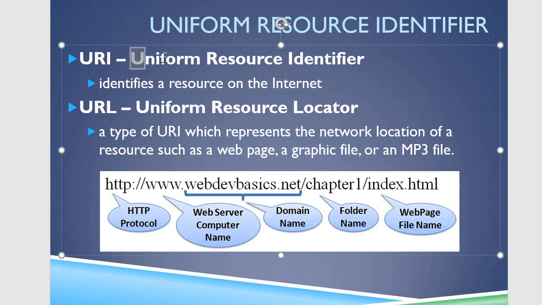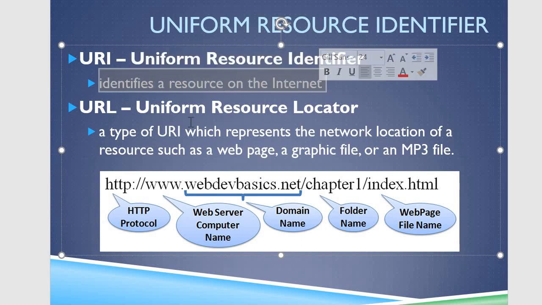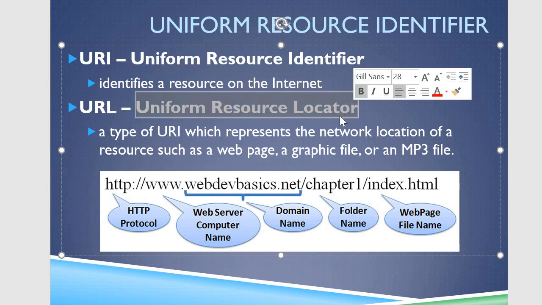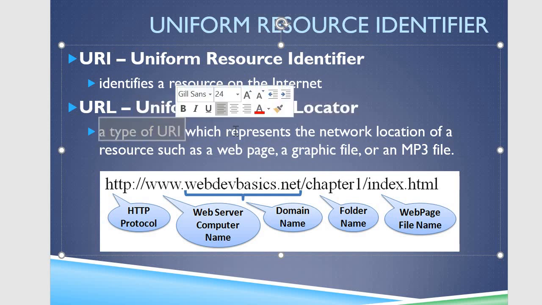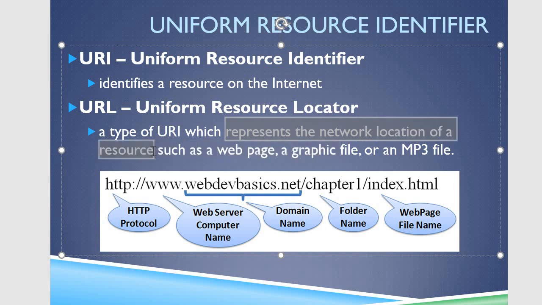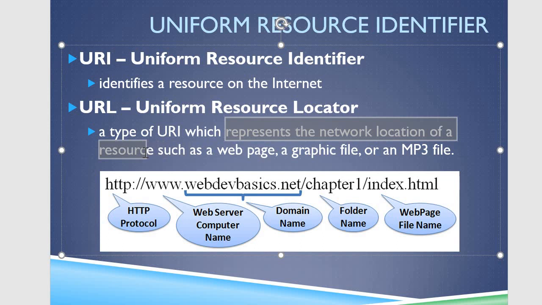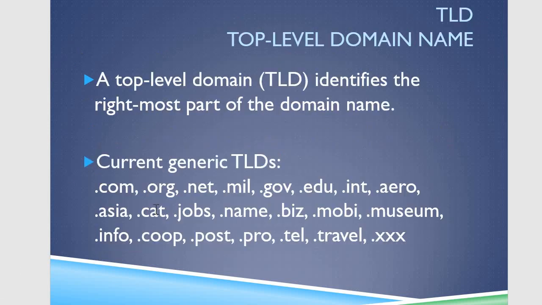Then URI, Uniform Resource Identifier. What will it do? It identifies the resources on the internet. URL, Uniform Resource Locator. What will it do? A type of URI, it represents the network location of a resource. Study for fill in the blanks.